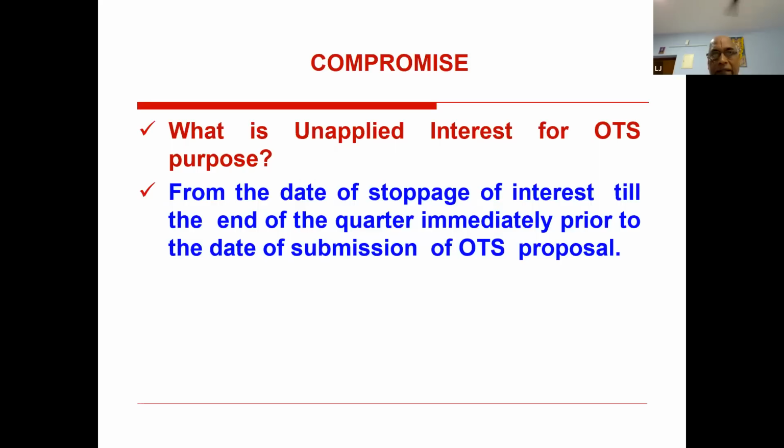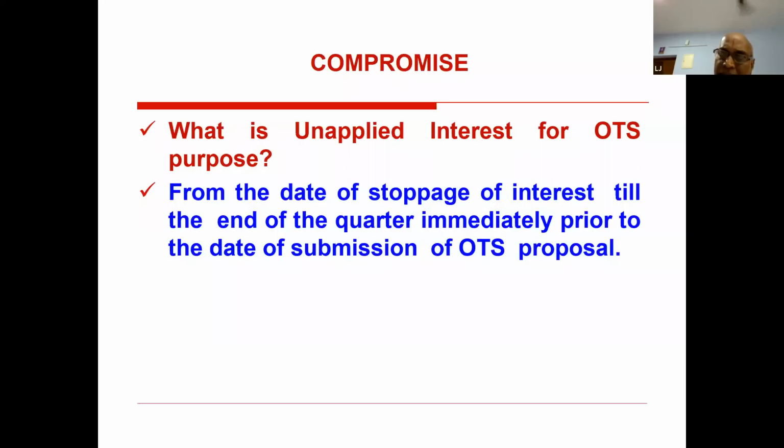For calculating the unapplied interest along with the book liability, we will not take the contracted rate of interest or penal interest along with the contracted rate of interest, or the decretal rate of interest. A separate formula is there. Let us see what is the formula. From the date of stoppage of interest till the end of the quarter immediately prior to the date of submission of the OTS proposal, as I told you, so if the OTS proposal is submitted on 10/8/2022, till 30/6/2022, you have to calculate the interest that is sufficient.